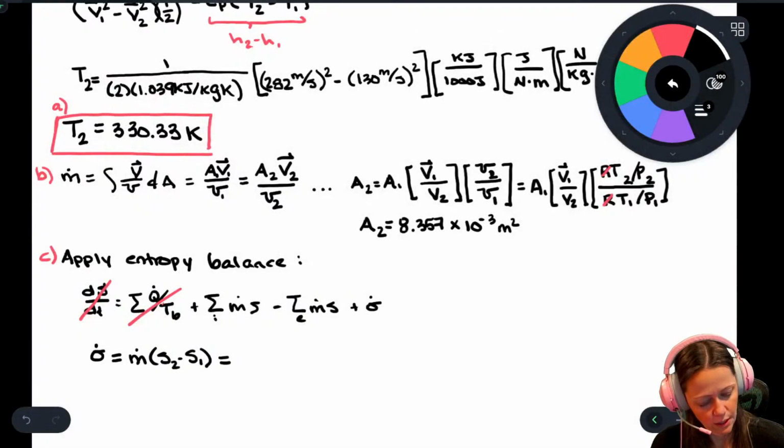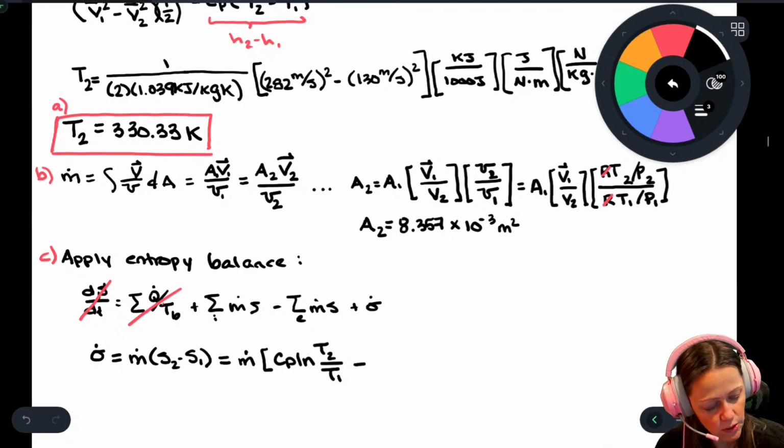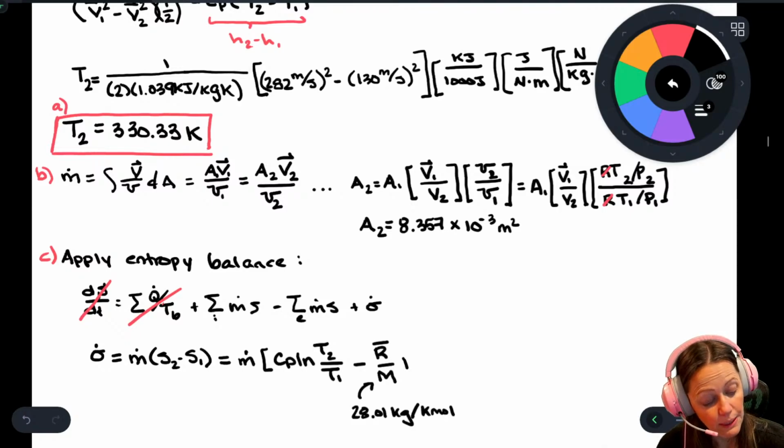So this would be m dot times Cp natural log T2 over T1. We already solved for that T2, minus R, which is R bar over the molar mass for nitrogen, and of course this is 28.01 kilograms per kilomole, natural log of P2 over P1.